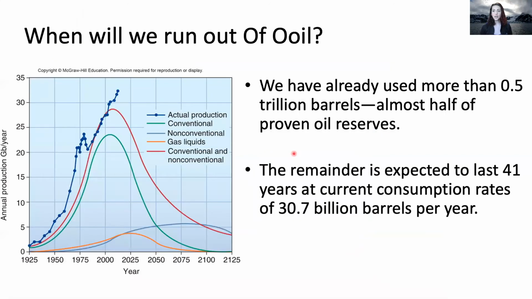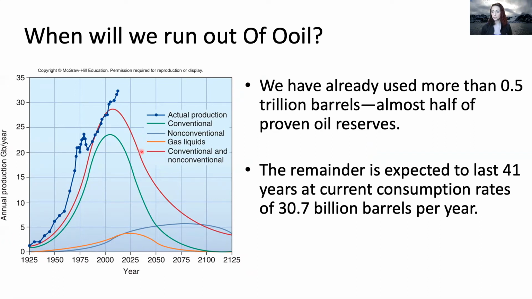We can ask the question, when will we run out of oil? And so here we have the annual production in gigabarrels per year from the year 1925 projected out to the year 2125. And here we have in different lines representing the actual production of oil in blue with the dots. We have conventional oil in green, non-conventional oil in light blue, gas liquids in orange, and then conventional and non-conventional combined in red.